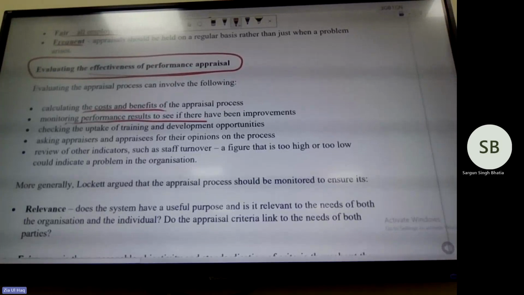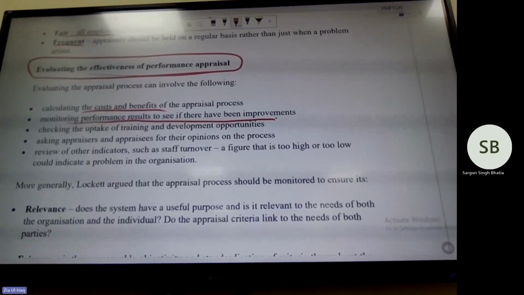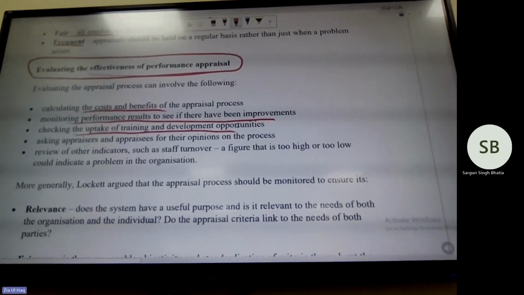Monitoring performance results to see if they have improved. If after performance appraisal there is a change in the behavior of the employee, this means performance appraisal is effective. Checking the uptake of training and development opportunities. Meaning if training and development opportunities have been highlighted for the employee, performance appraisal was effective.